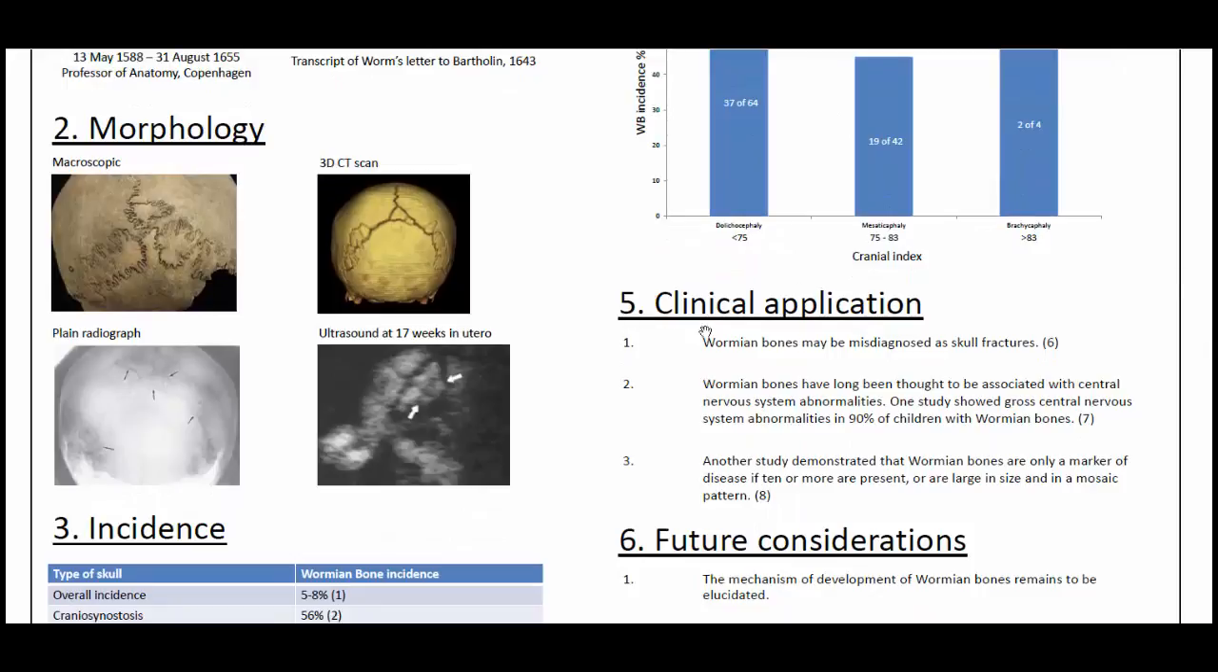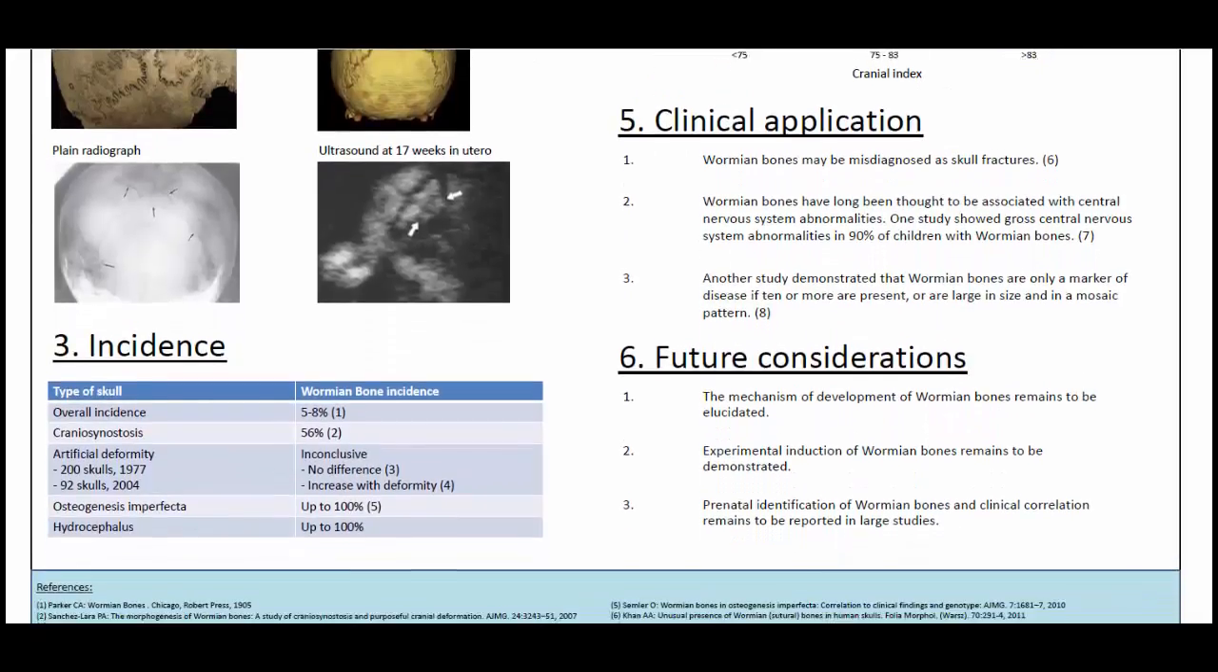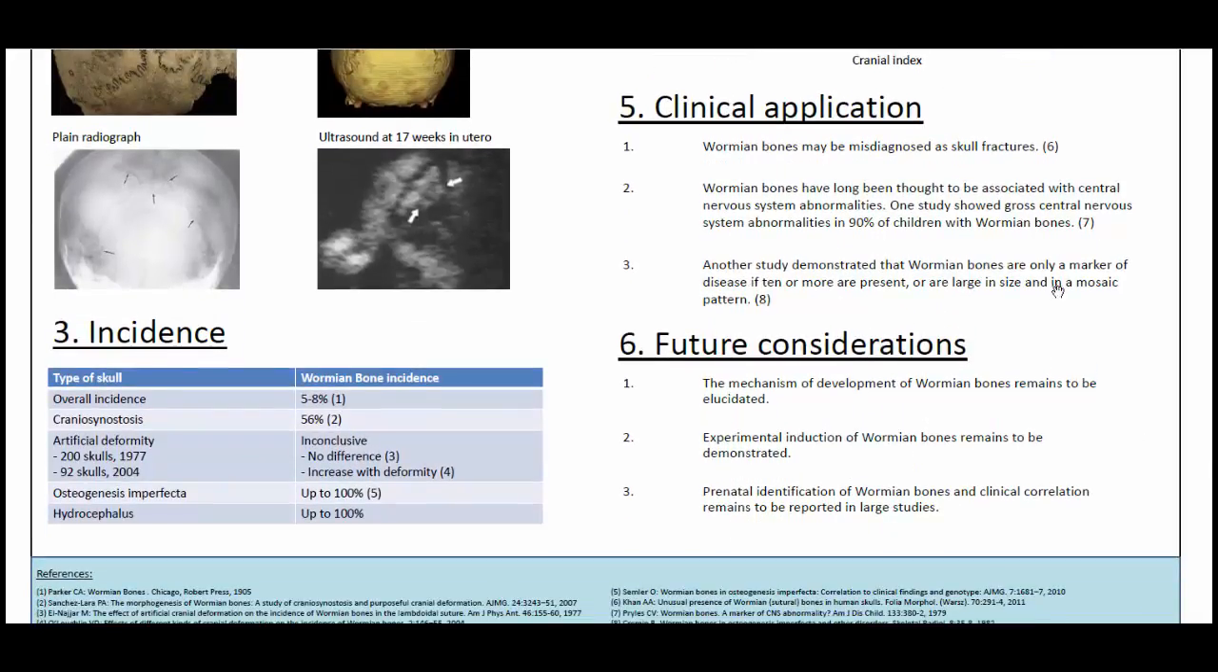To summarize with clinical applications, Wormian bones may be misdiagnosed as skull fractures. They have long been thought to be associated with central nervous system abnormalities, and one study showed gross central nervous system abnormalities in 90% of children with Wormian bones, but it would really have been with a higher number of Wormian bones, i.e. more than 10. Another study demonstrated that Wormian bones are only a marker of disease if 10 or more are present or are larger in size and in a mosaic pattern.